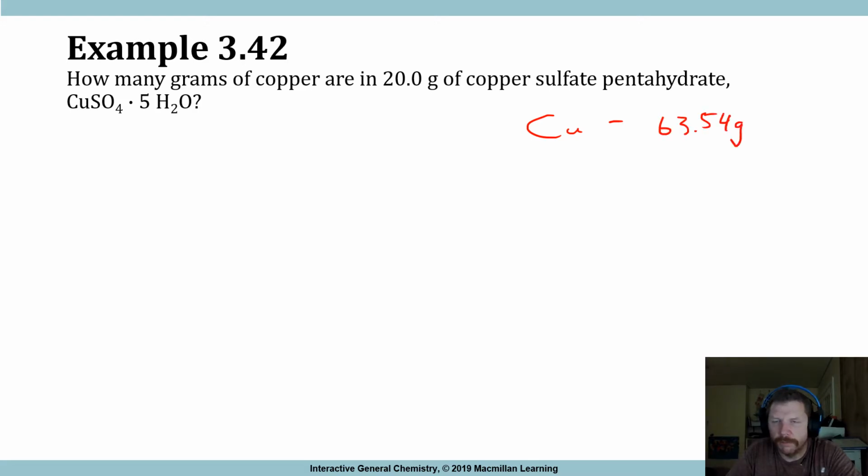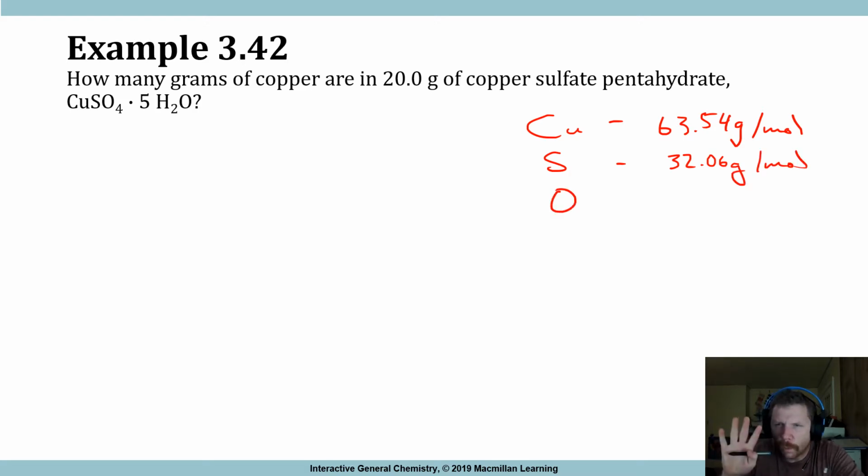63.54 grams per mole, stopping at 2 decimal places. S is 32.06 grams per mole. Oxygen, we've got 4 oxygens, and then we've got 5 there, so that's a total of 9 oxygens. And oxygen has a mass of 16 grams per mole. I'm going to multiply that by 9.